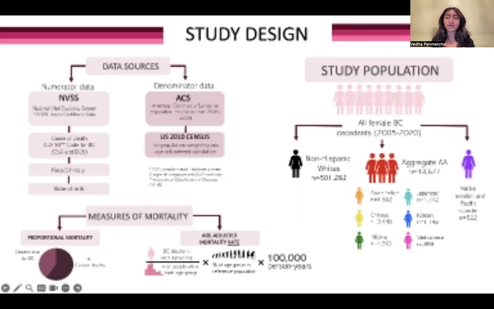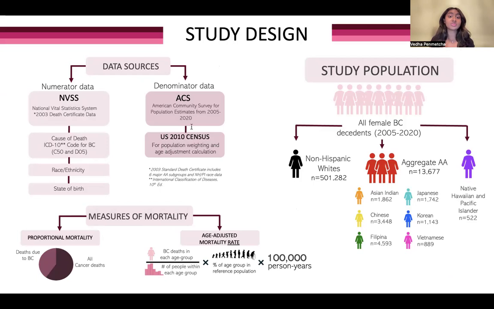So to study mortality and report rates, we needed numerator and denominator data. Our study uses a cross-sectional design and pulls data on breast cancer deaths from the NBSS system, which contains nationwide data on U.S. population deaths reported by the 2003 Standardized Death Certificate. Within this cohort of women, we further stratified each individual by their reported race and ethnicity.